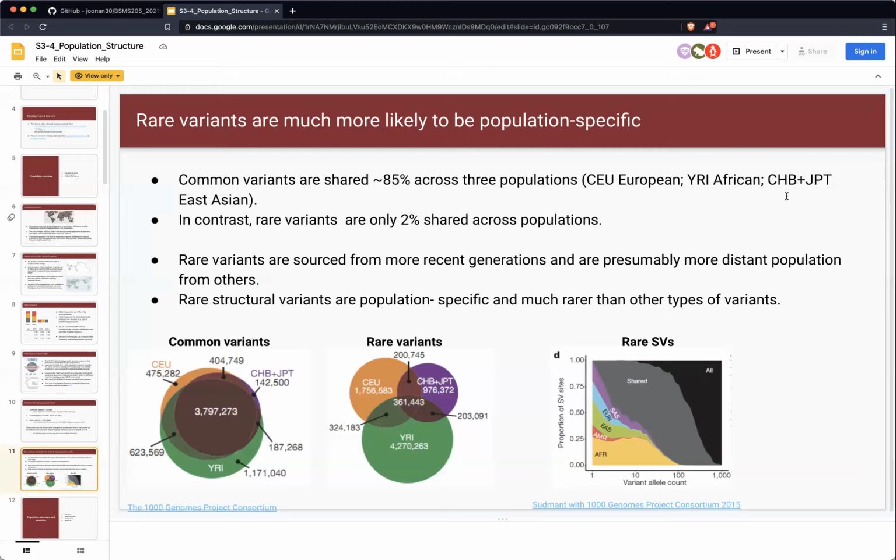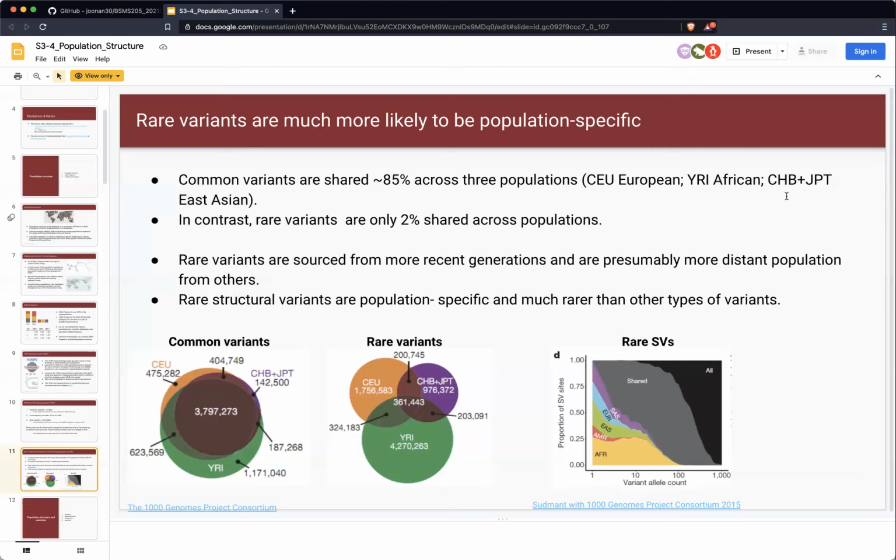Okay, and also the rare structural variations are also population specific. When we compare the rare or common variants, we mostly use the SNPs or indels, because these are the easiest way we can screen the genotype information. And the later phase of the genomic studies normally follows up with the structural variants, because finding structural variants is much trickier than SNPs or indels.